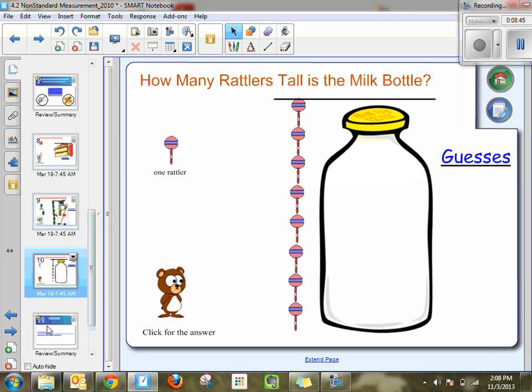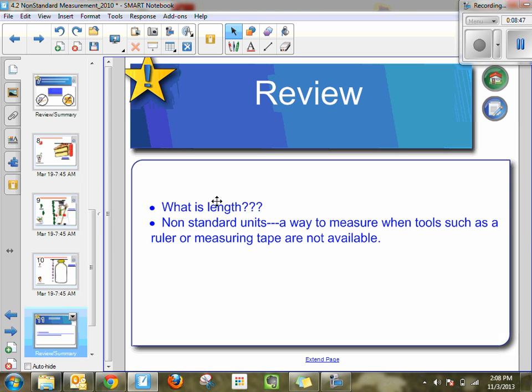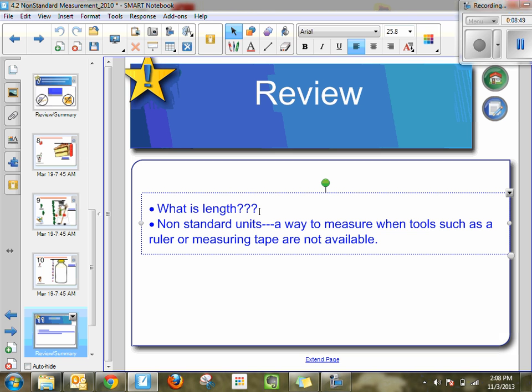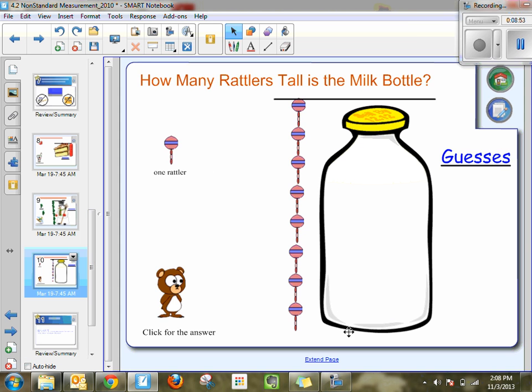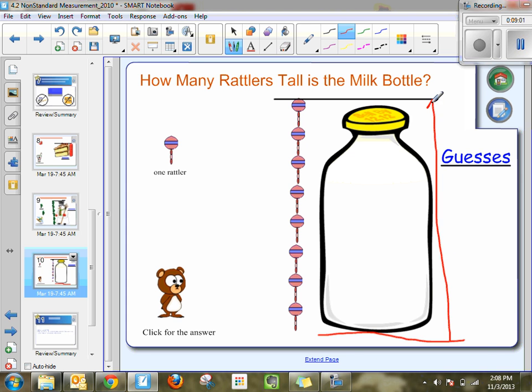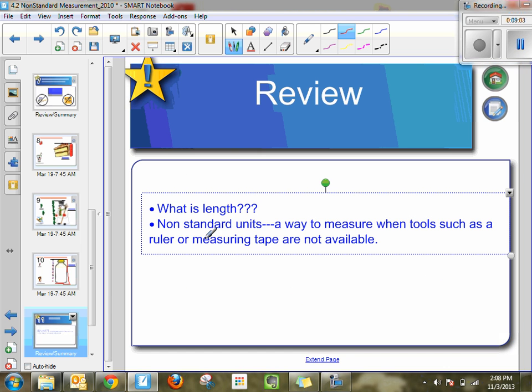Again, we were talking about length. So remember, length would be how to measure an item if you started at one end of it. So for this milk jug, we could start down here at the very bottom to figure out how far away is the other end. That is length. And then we also talked about non-standard units, which are just a way to measure when tools such as a ruler or measuring tape are not available. So they're just different tools that we can use if you don't have a ruler or measuring tape.